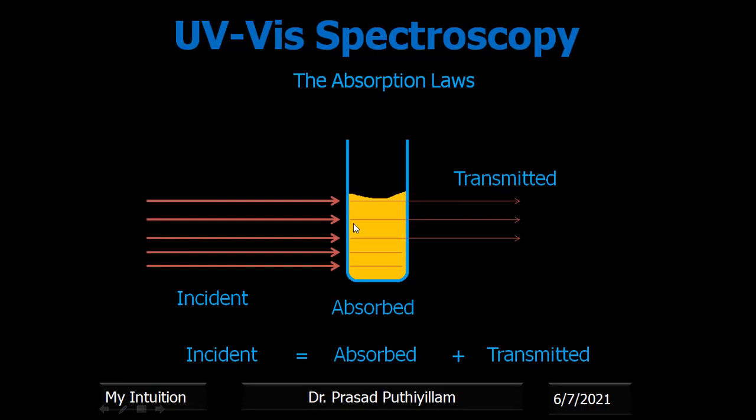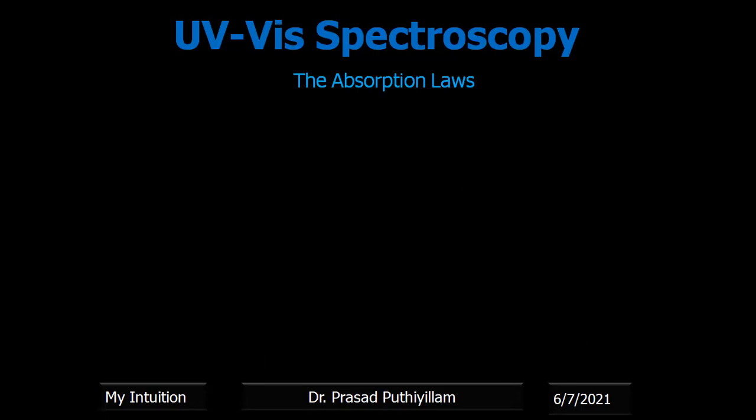Or we can pass the same radiation directly without the sample and measure it, then keep the sample here, allow the photons to pass through, and measure how much transmitted light comes out. From that also we can do the analysis. That is a simple logic. I'm not confusing you with more explanation on that.